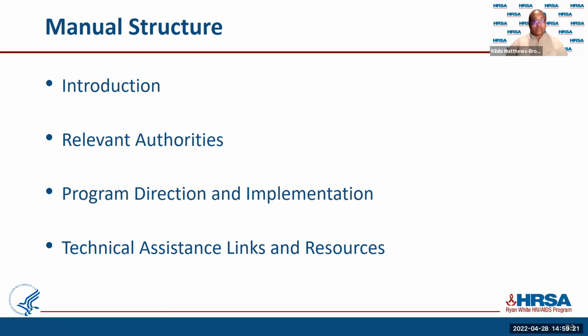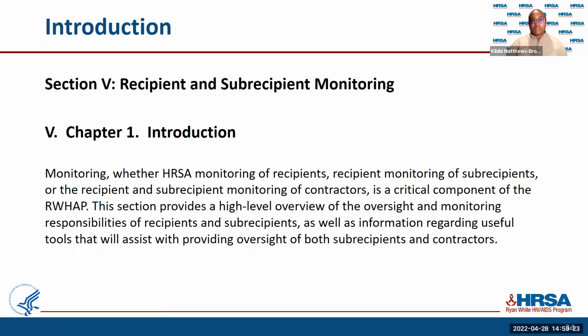So next slide, please. I would like to quickly walk you through an example of the structure that I just talked to you about and that you'll find in the Part B manual update. So we're going to talk about section Roman numeral 5, which is entitled Recipient and Subrecipient Monitoring, since this is always a big issue that we hear questions about.